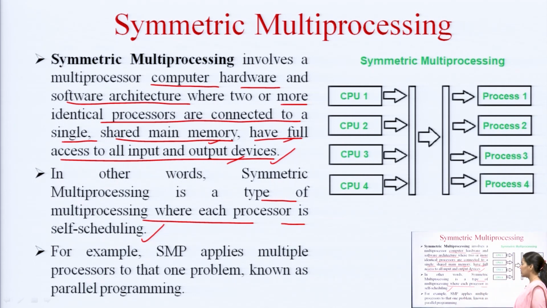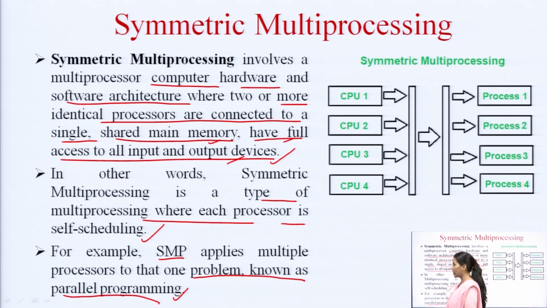So, here the scheduling, so each process has a particular schedule in itself and it acts accordingly. For example, symmetric multiprocessing applies multiple processors to that one problem, known as parallel programming. In symmetric multiprocessing systems, parallel programming is the perfect example. In parallel programming, all the modules are being executed or processed simultaneously at the same time. So, all the resources are allotted to all the processors and all the processors are treated equally in such cases.